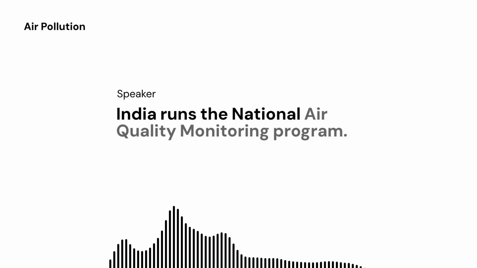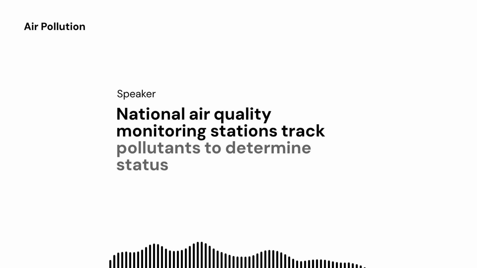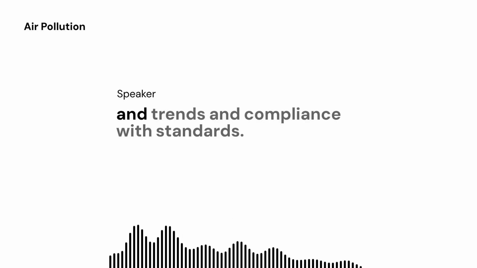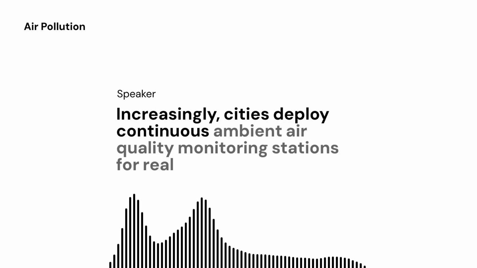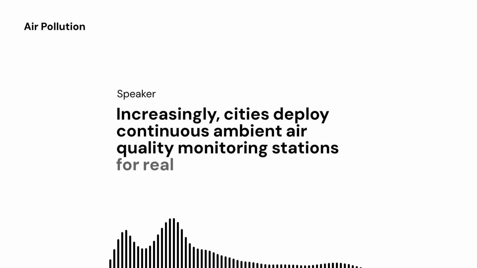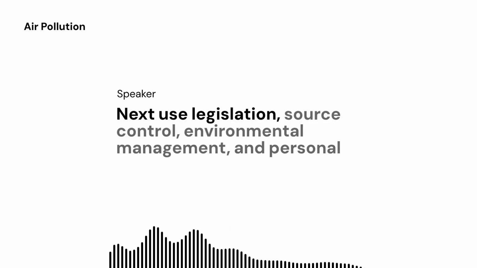India runs the National Air Quality Monitoring Program. National Air Quality Monitoring stations track pollutants to determine status and trends and compliance with standards. Increasingly, cities deploy continuous ambient air quality monitoring stations for real-time data. Prevention and control next. Use legislation, source control, environmental management, and personal protection.